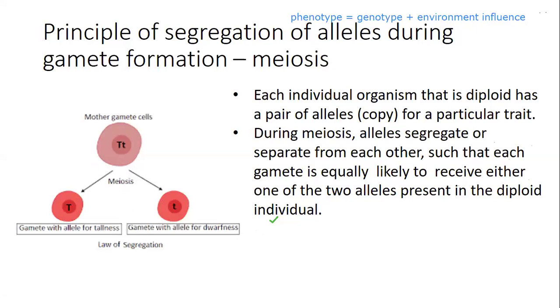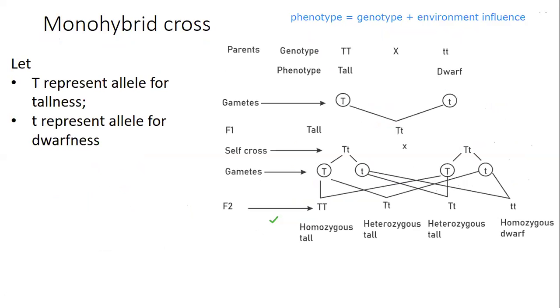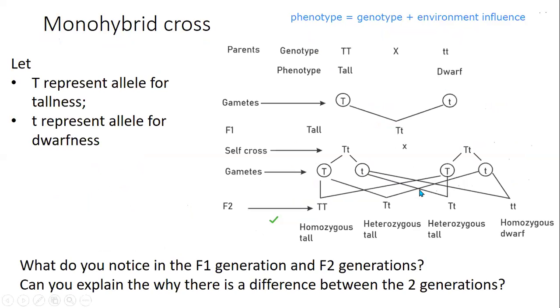Now this is very important because it will help us appreciate what we call the monohybrid cross. In the monohybrid cross, we are starting with parents whose genotype is capital T and small t. Phenotypically, this one is tall. We are looking at pea plants, by the way.